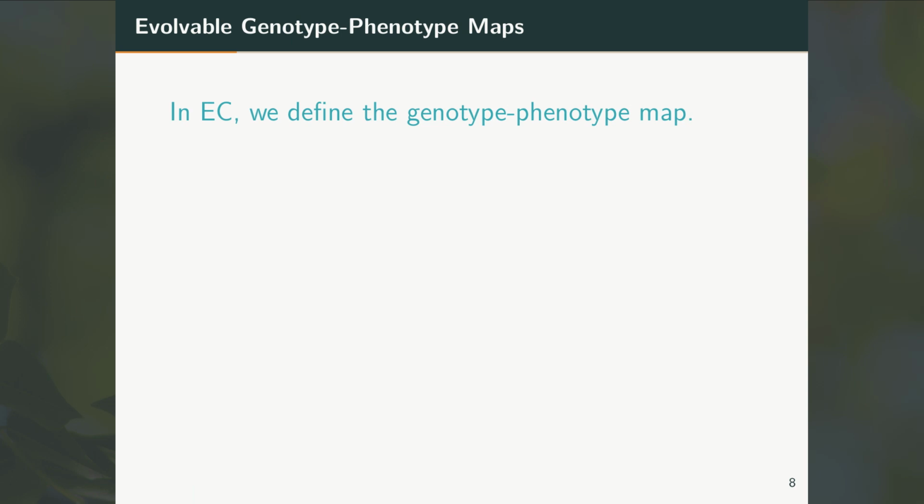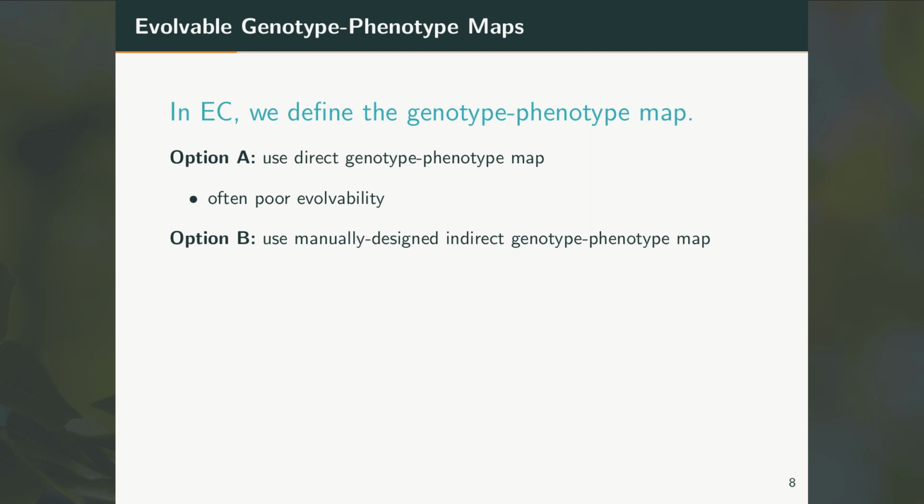So in evolutionary computing, we define the genotype-phenotype map. So what options are available to us? Well, we could use a direct genotype-phenotype map. However, this often comes with poor evolvability because it's just an arbitrarily chosen direct encoding. By direct encoding, I mean a genotype-phenotype map where each phenotypic characteristic is encoded directly and independently in the genotype. The second option, we could use a manually designed indirect genotype-phenotype map.